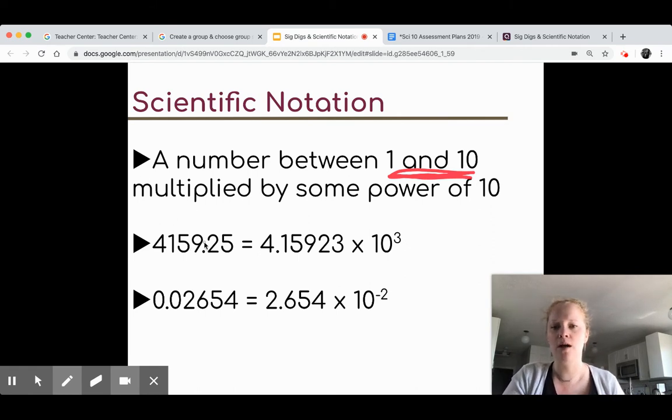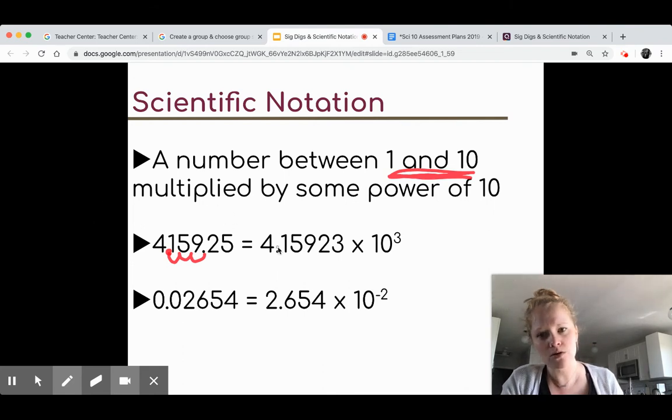I would have to know how to put this into scientific notation. So what this looks like without dealing with sig digs, 4,159.25 can actually also be written as 4.15923 times 10 to the power of 3. That's because I've moved the decimal place 1, 2, 3 places to get a decimal between the 4 and the 1, because I want a number between 1 and 10. 4 is between 1 and 10.